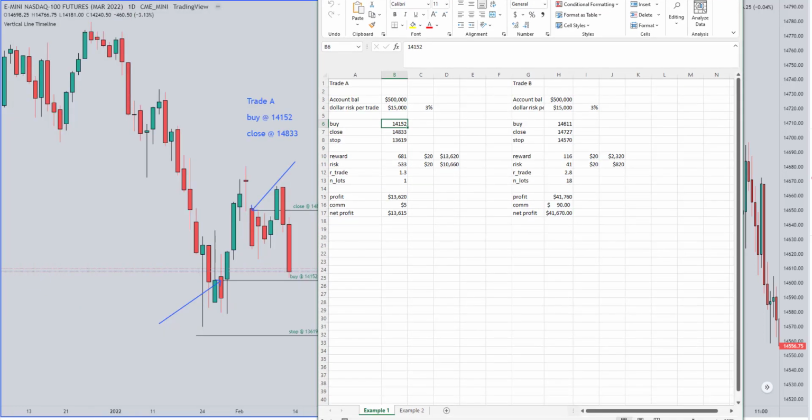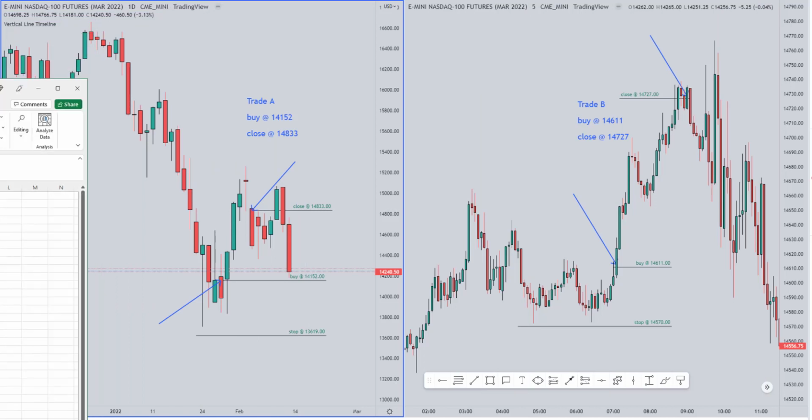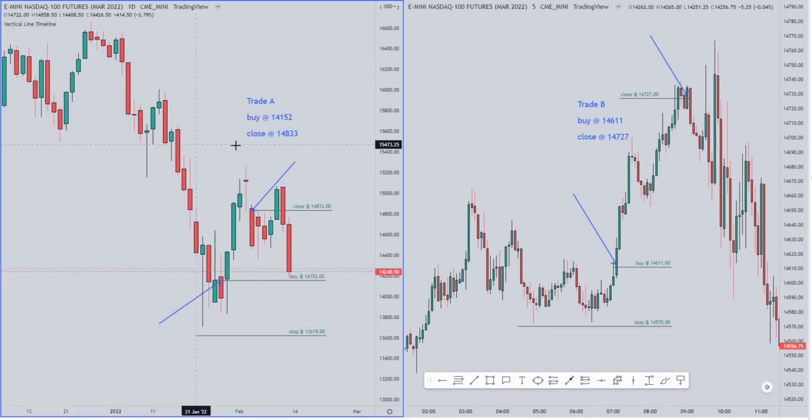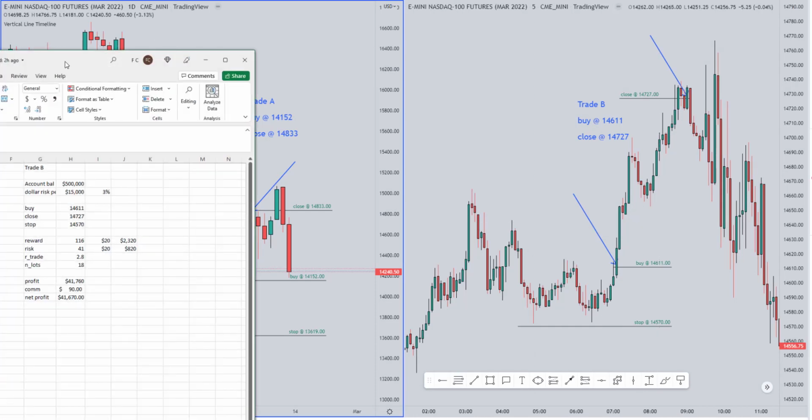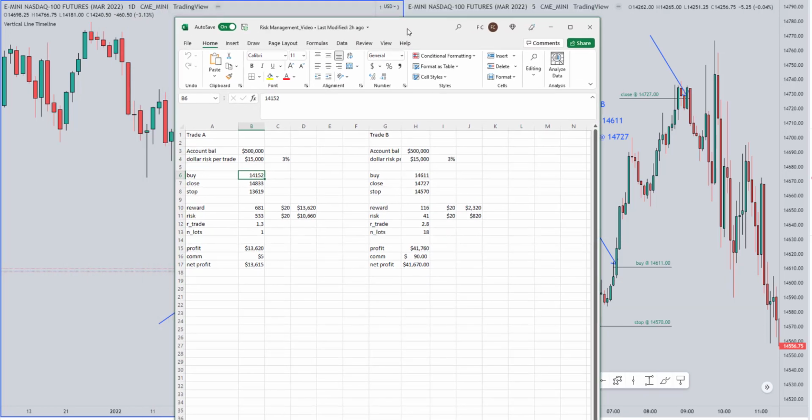If we look at, just to confirm, trader A bought at 14,152, closed the trade out or sold at 14,833, stopped there. So you might look at those two trades and think to yourself, well, which one is the better trade, the one on the left or the one on the right? So then, as a beginner, and I'm pretty much addressing this to beginners because the more experienced traders will know all these things, you think, well, this guy, let's see, he made 681 points.